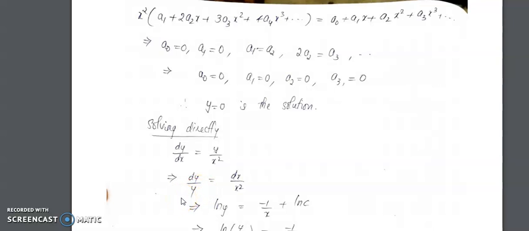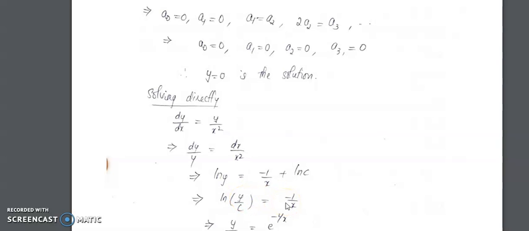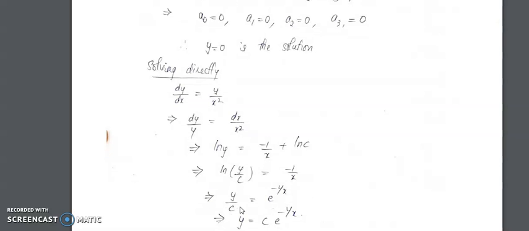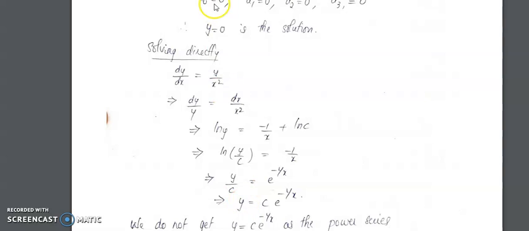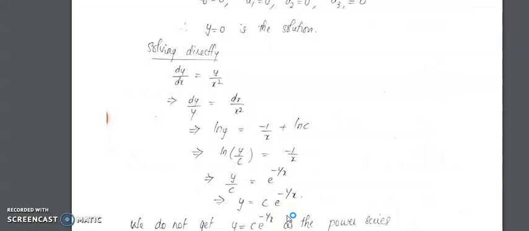Now upon integrating you will get log y equal to minus 1 by x plus log c. So log y by c will be equal to minus 1 by x. So the value of y is c e raised to minus 1 by x. Okay. And now here you can see that the power series solution is y equal to 0, but our direct solution we have obtained is y equal to c e raised to minus 1 by x.